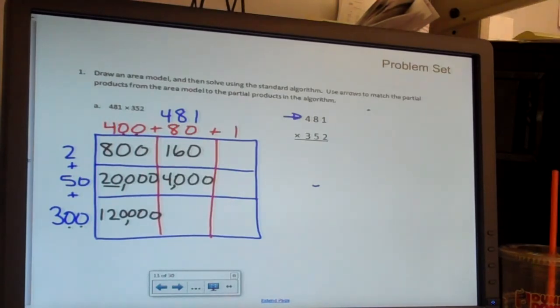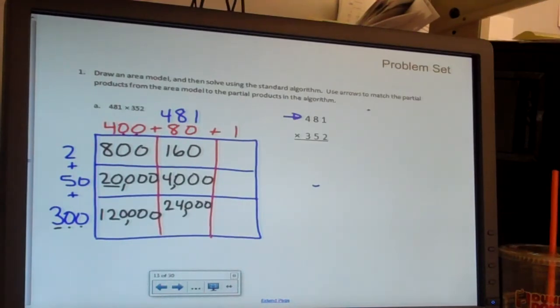300 times 80 would be... What's 3 times 8? 3 times 8 is 24. And how many zeros do we have? 3. So it's going to be 24,000.